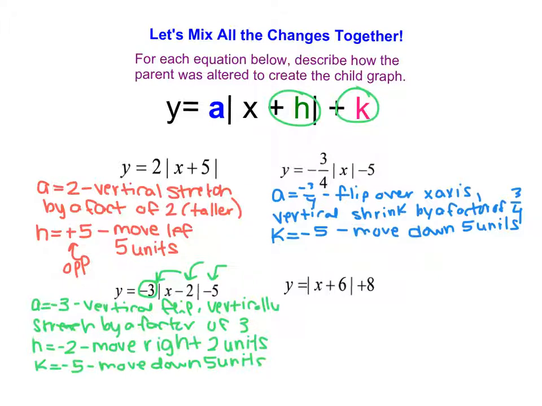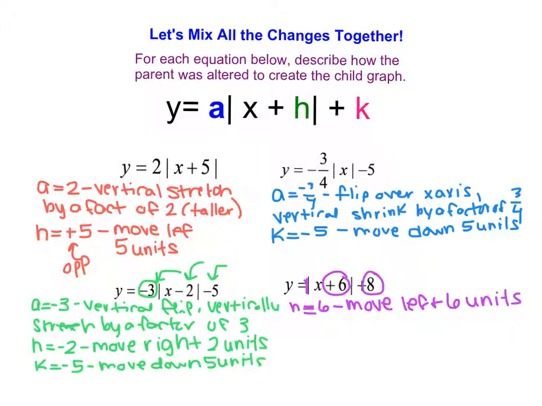And then finally, we're looking at this last one here. So here what I notice is that I don't have an A value out in front. There's no value out there, so really we can assume that that's just 1 and staying normal. Then inside of the absolute value, what I see is that H is equal to 6. And remember that H moves the opposite horizontally of what we expect. So this is going to move, since it's a +6, in the negative direction, which is to the left, 6 units.